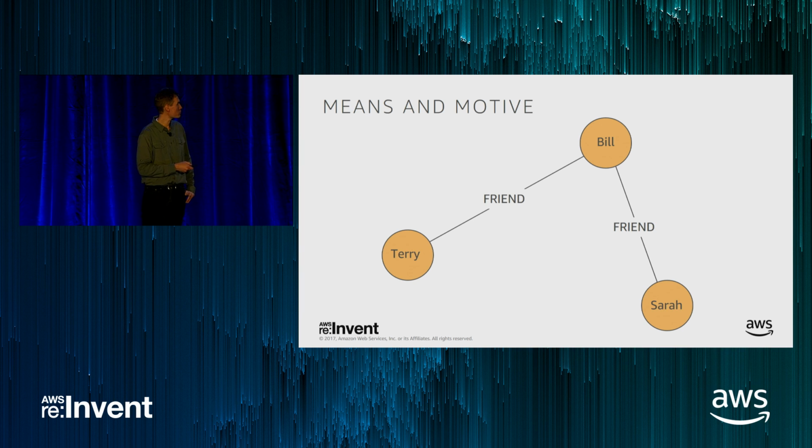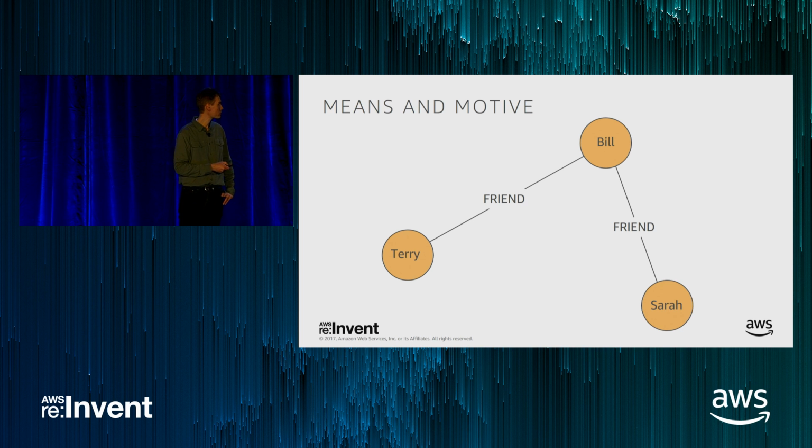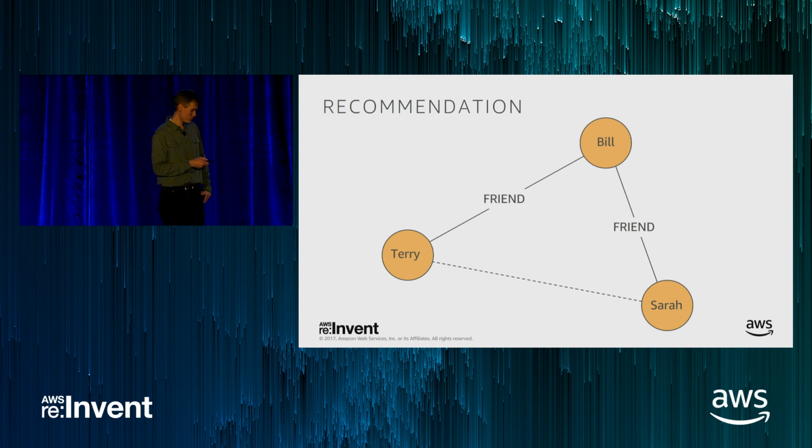So this is how you would go ahead and make the recommendation. Let's go through it one at a time. So we start off with Terry. We go out one edge hop to Bill. We go out one more, so friends of Bill. And then we complete the recommendation with Terry and Sarah.